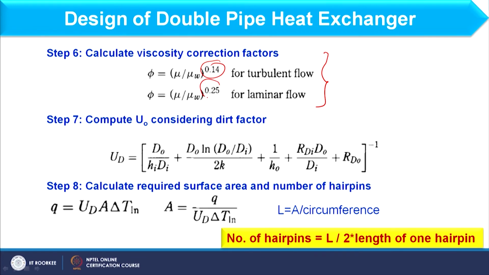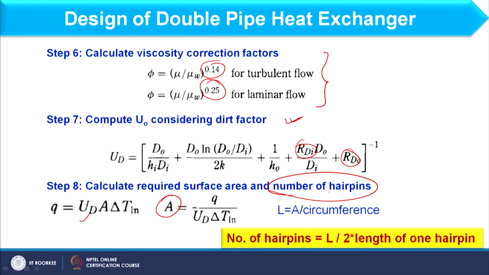So, here you can see the change in power factors, and once I am having Hi and H naught, I can calculate the overall heat transfer coefficient with dirt factors. Okay. So, here I am having these dirt factors. Once I am having the UD value, I can calculate the heat transfer area of the double pipe heat exchanger.